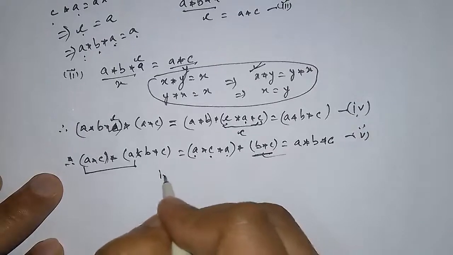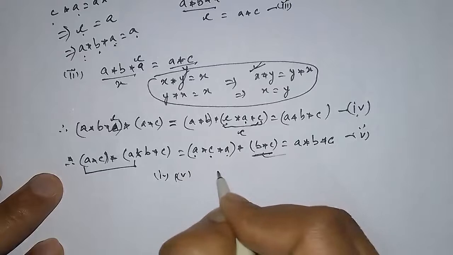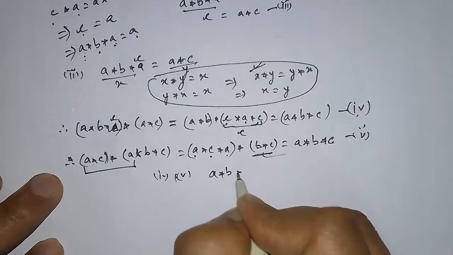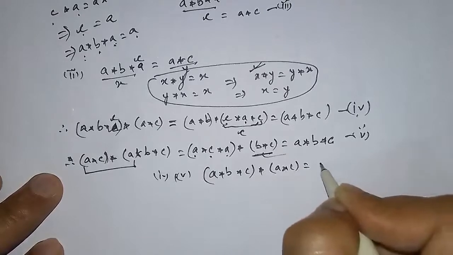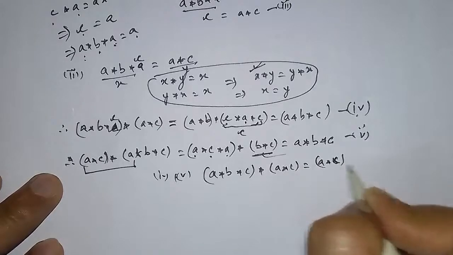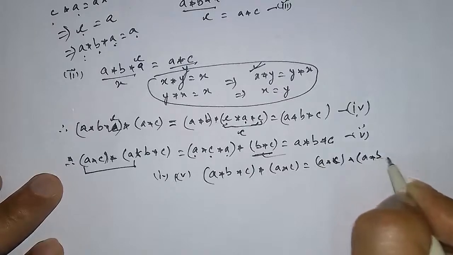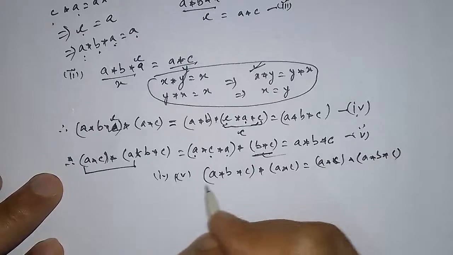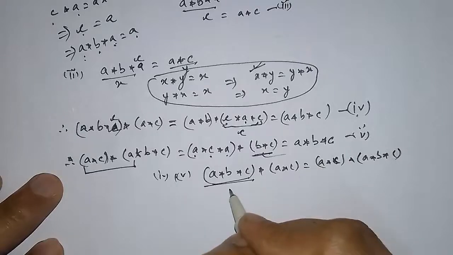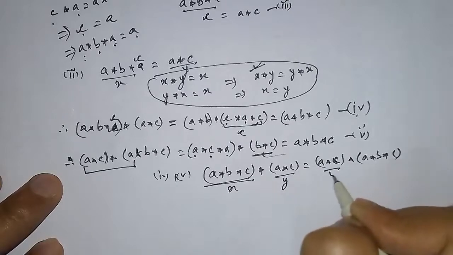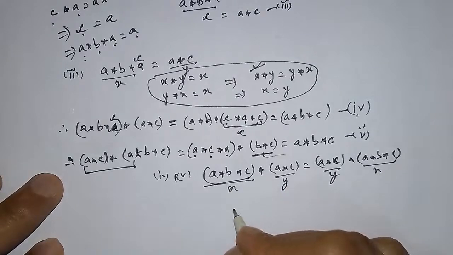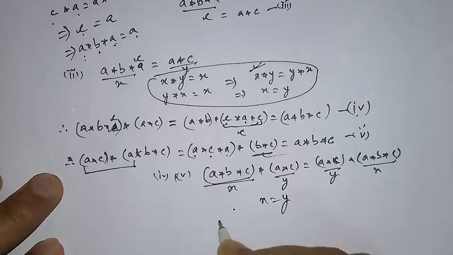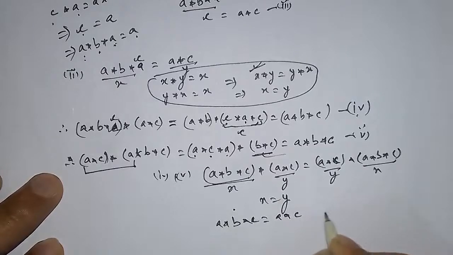Using fourth and fifth results give rise to (A star B star C) star (A star C) is equal to (A star C) star (A star B star C). As we considered this as x, this y, again this y, this x, according to the condition given in the question, x should be equal to y. So A star B star C is equal to A star C, hence proved.